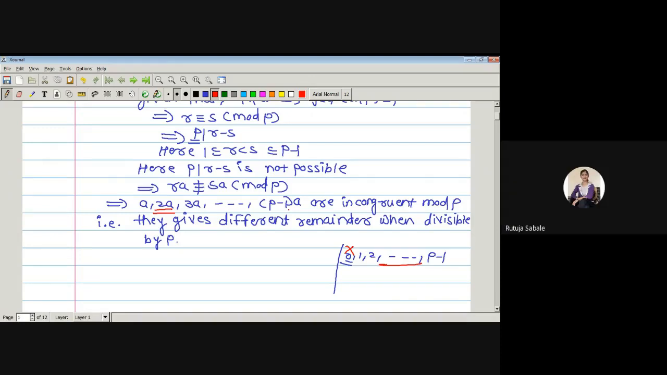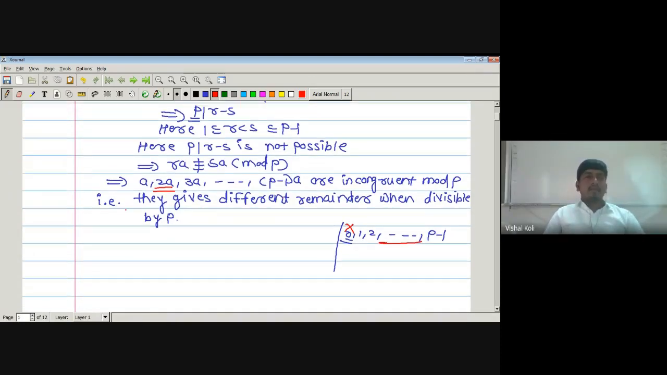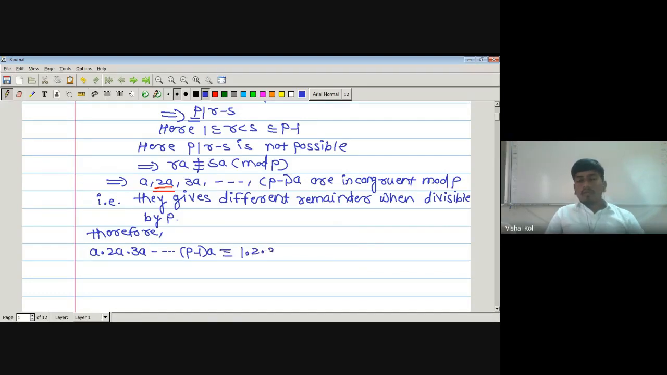Yes, sir. So if they give different remainders, which implies therefore A into 2A into 3A up to so on P minus 1 into A is congruent to 1 into 2 into 3 into up to so on P minus 1 modulo P. Here, each integer A, 2A, 3 up to so on P minus 1A gives a different remainder when divided by P. We actually don't know whether A will give the remainder 1 or 2 or 3 up to so on P minus 1, but it will give a different remainder other than the remaining P minus 2 integers.